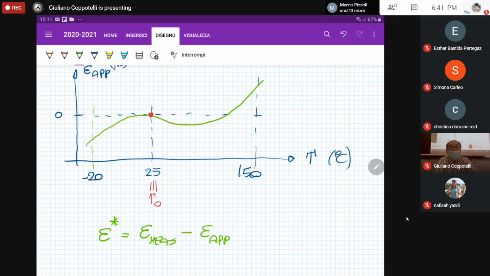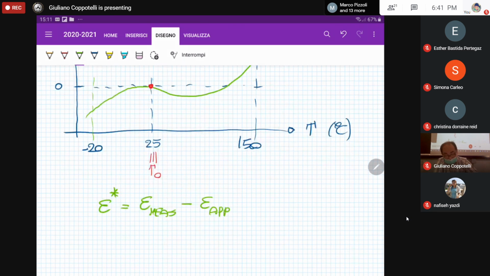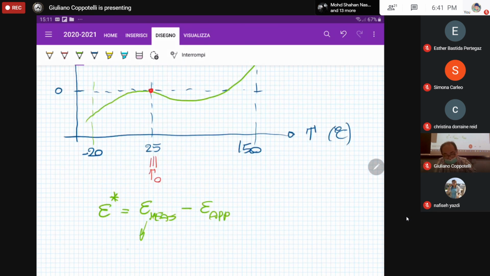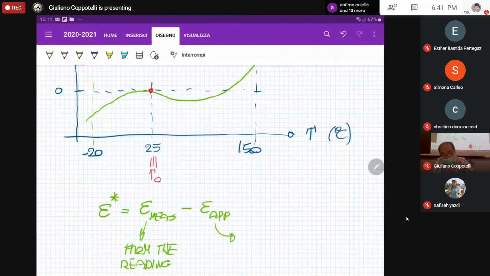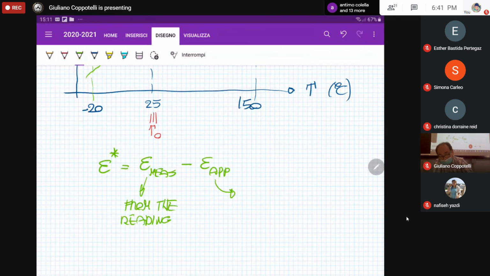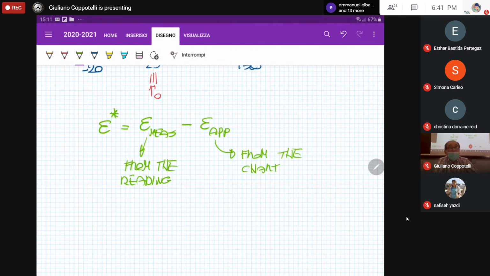So this comes from the readings, and that comes from the compensating chart. Okay, and that is the general equation that we have to take into account.